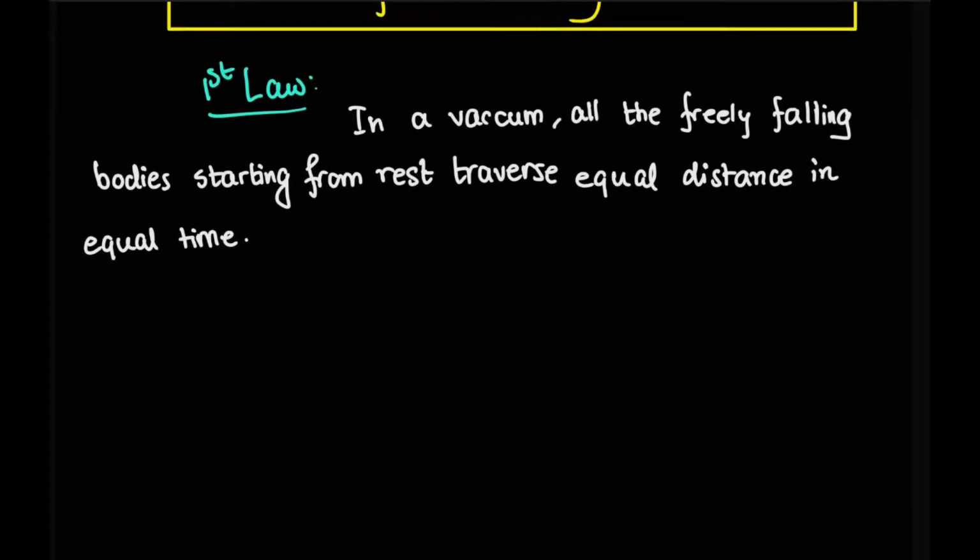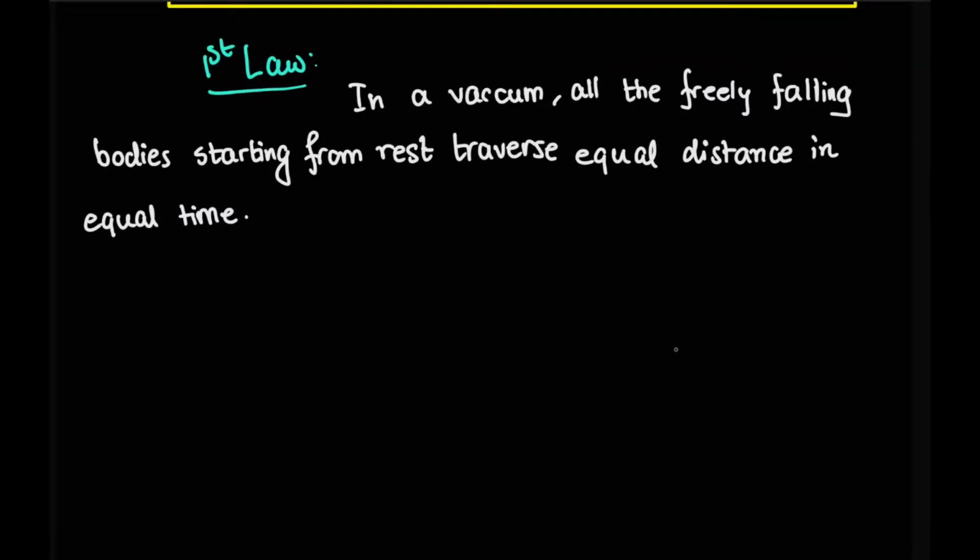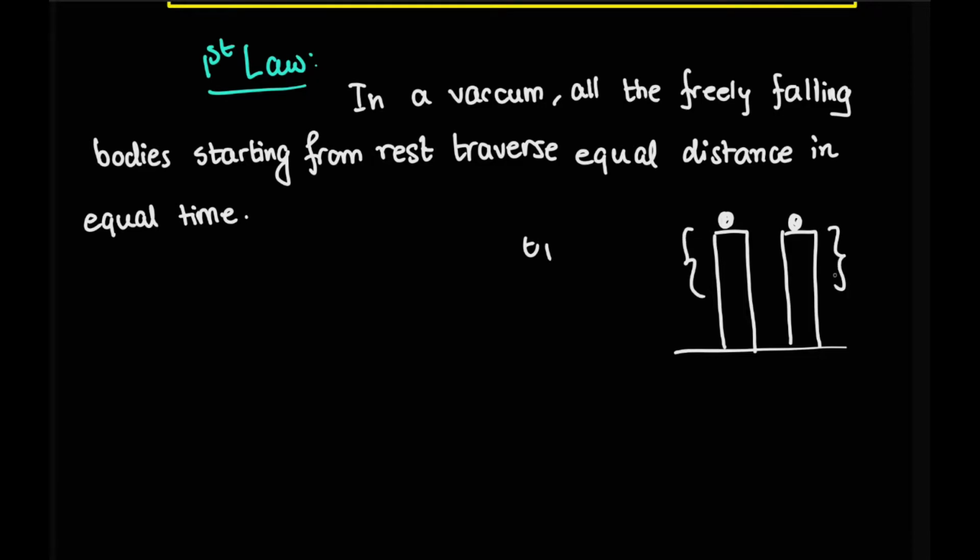Now, an explanation for this law would be, if there are two buildings of equal height, and at the same time t, let us consider that the balls are falling from the same height h of these two buildings at the same time. So we can say that they will traverse equal distance in equal time, which means that after time t1, the traversed distance by both of the balls, which is h1 and h2, will be equal to each other.